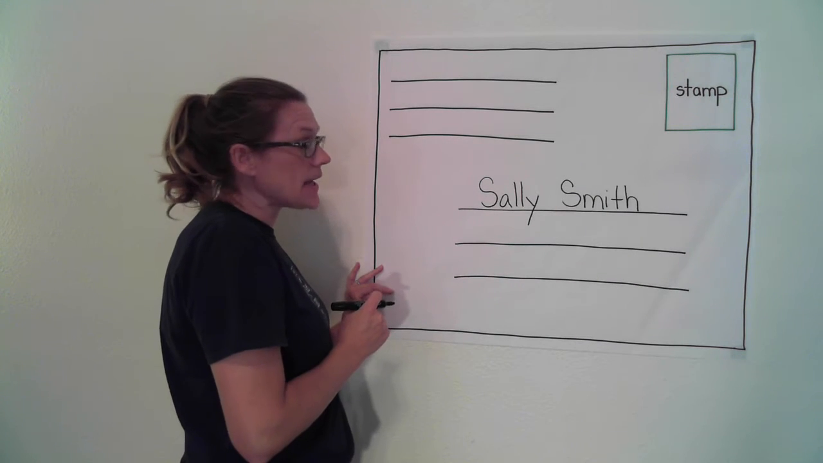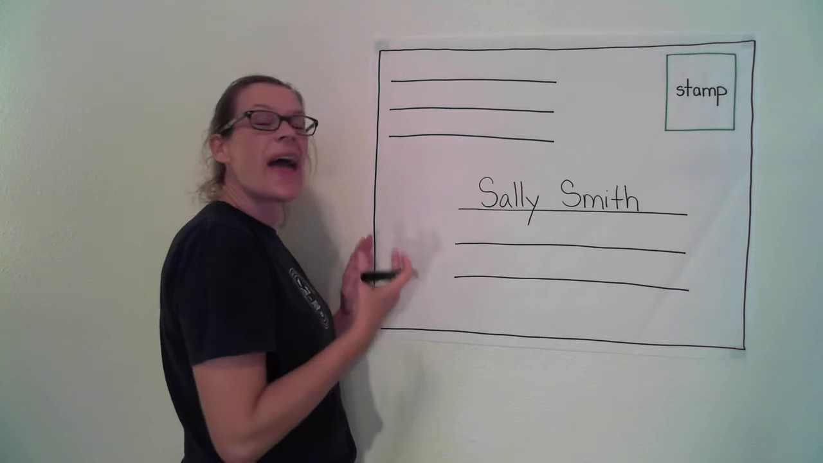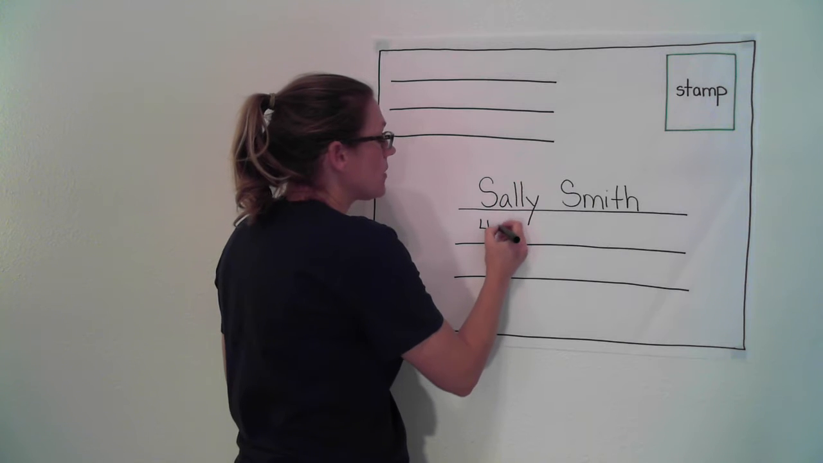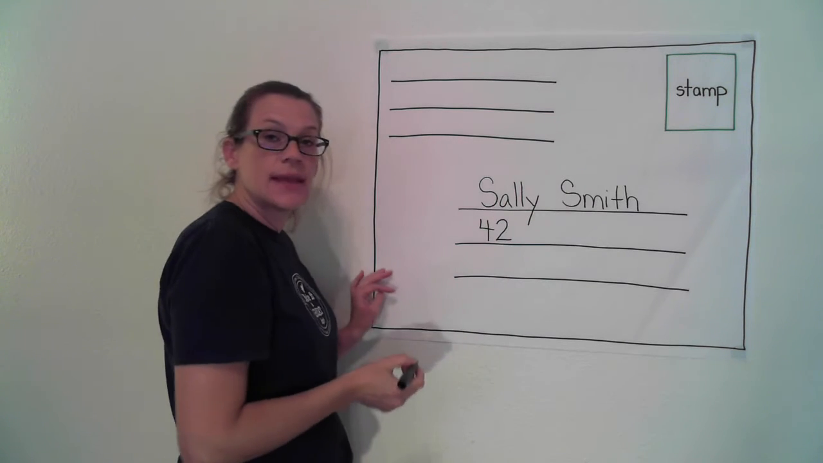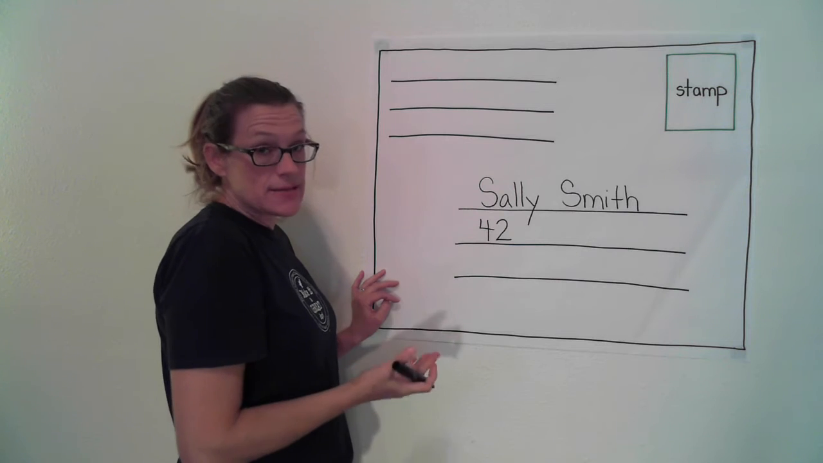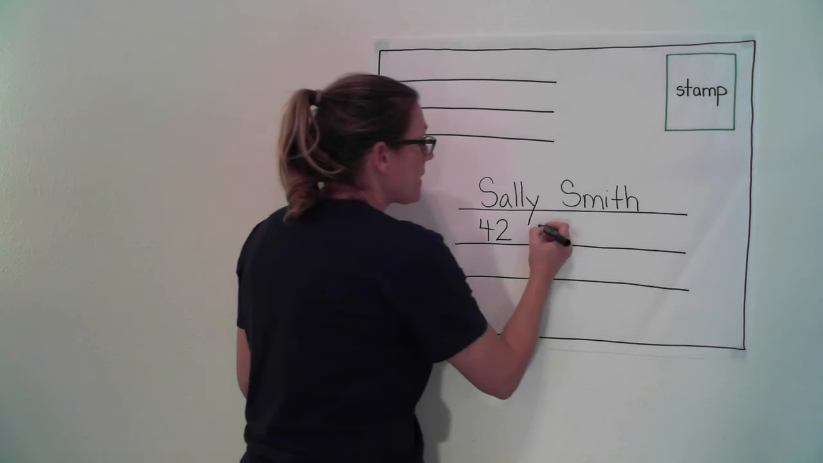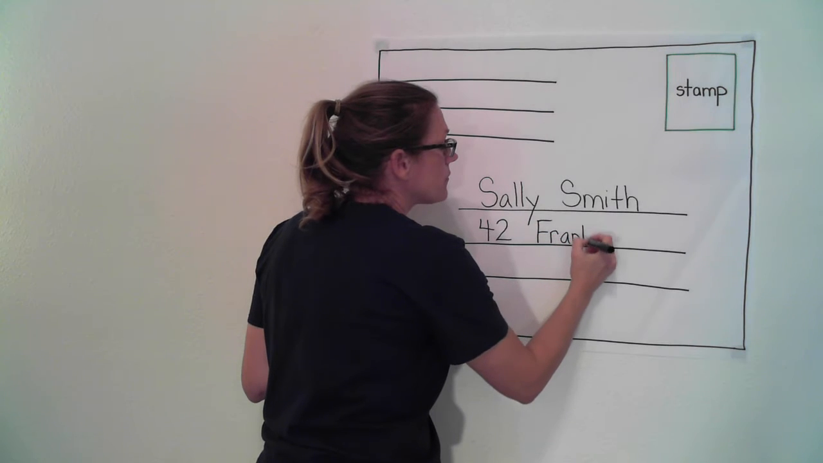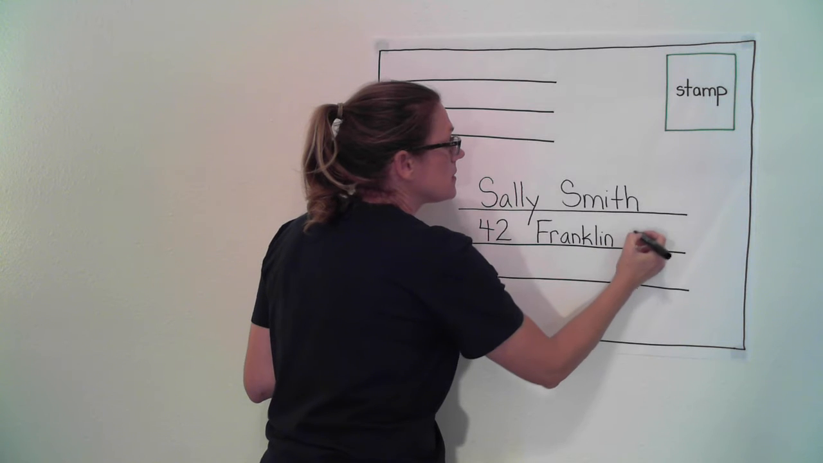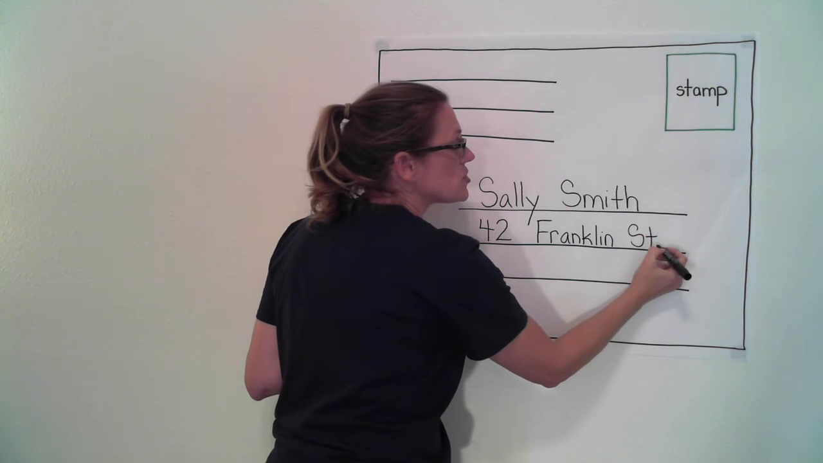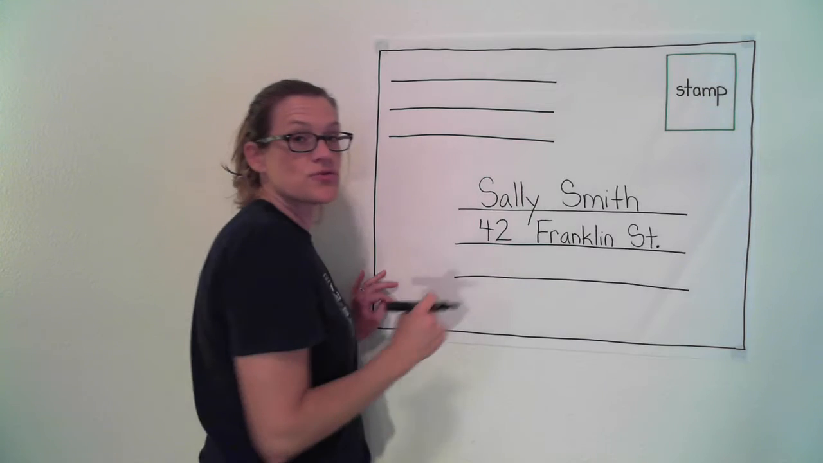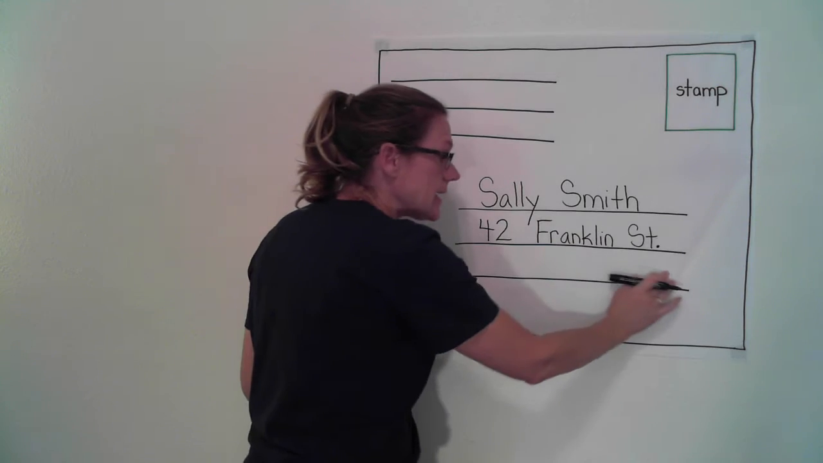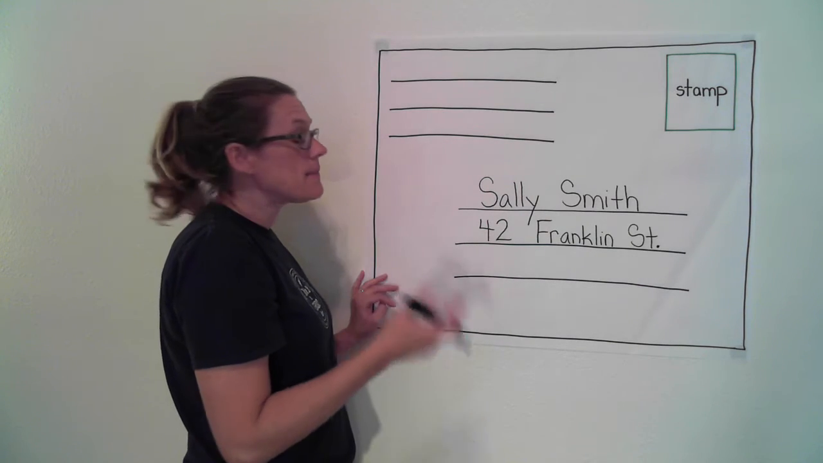The second line is her address, all right? So every house has a house number. So Sally's house number is 42. Now I need to include the street that Sally lives on. So Sally lives on Franklin St. So this is just a short way of me writing street. It's called an abbreviation.